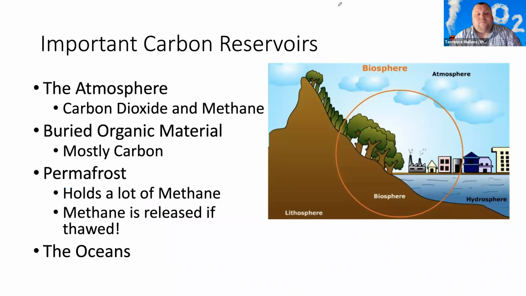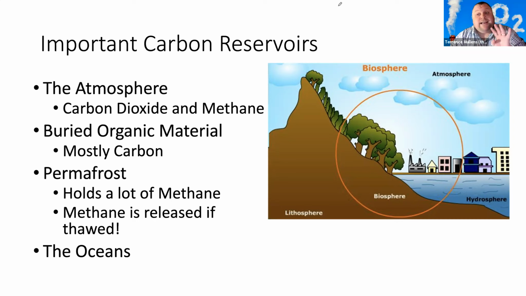Just a few important carbon reservoirs. The atmosphere is an important carbon reservoir. Buried organic material, that dead stuff that we refer to as fossil fuels, mostly carbon, that is an important reservoir. Permafrost. So ice, stuff that is permanently frozen. There's a lot of methane that is trapped in there from bacterial decomposition. As that stuff melts, a lot of that methane burps out. And then our oceans hold on to a lot of carbon as well.